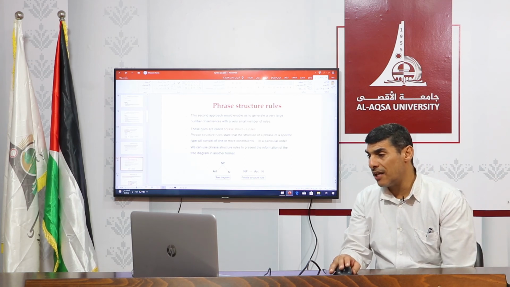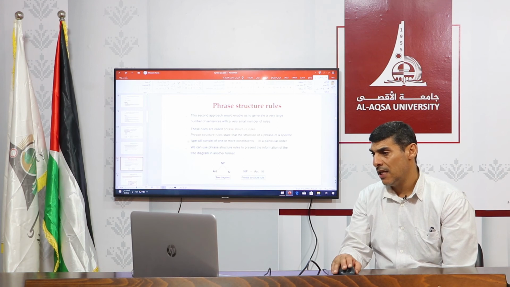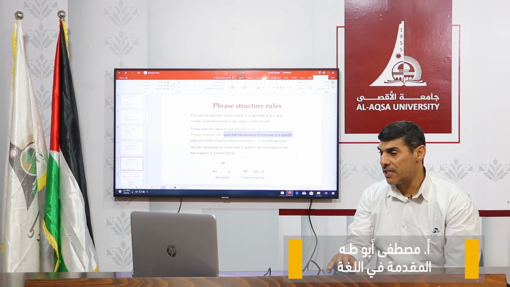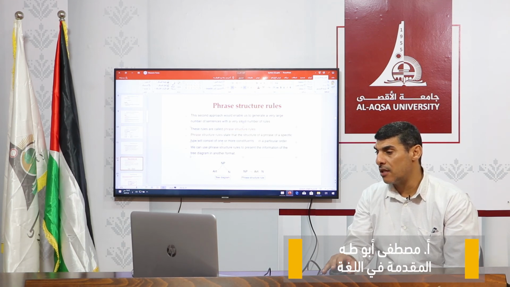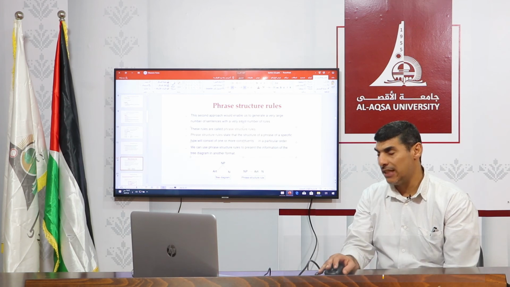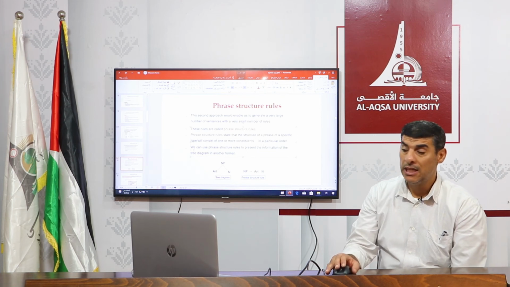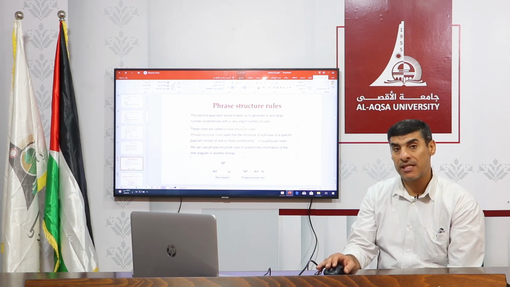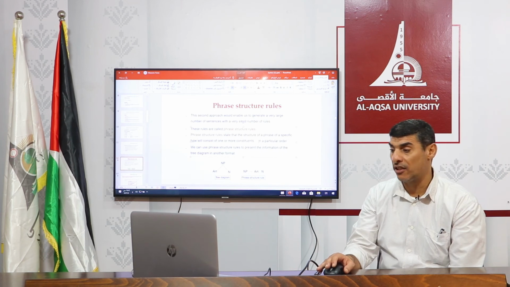So these rules are called phrase structure rules. Phrase structure rules state the structure of a phrase of a specific type. Remember, a specific type will consist of one or more constituents, meaning elements or words, in a particular order. Remember the words particular order, because the arrangement of phrases or words is not haphazard, is not random. It is systematic, according to syntactic rules.